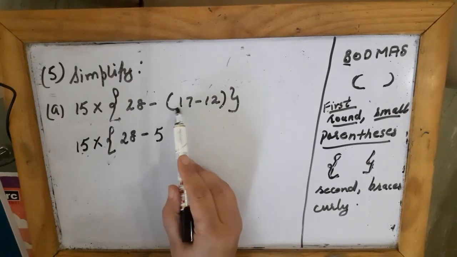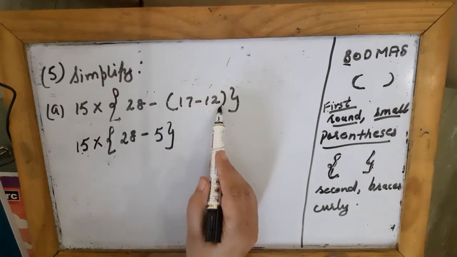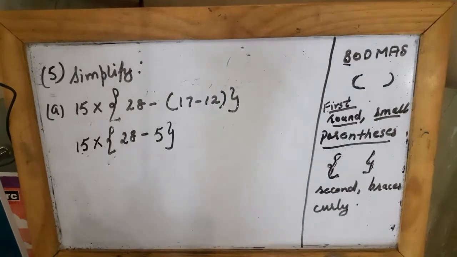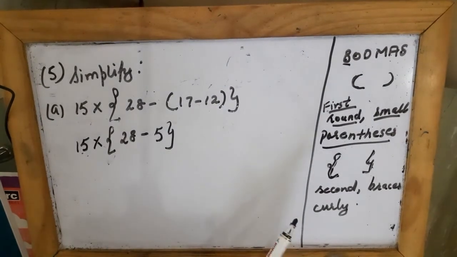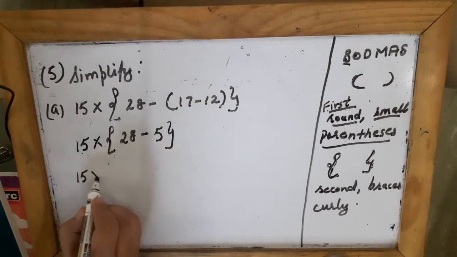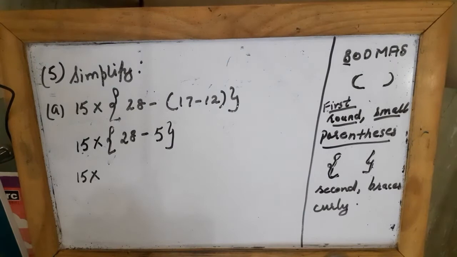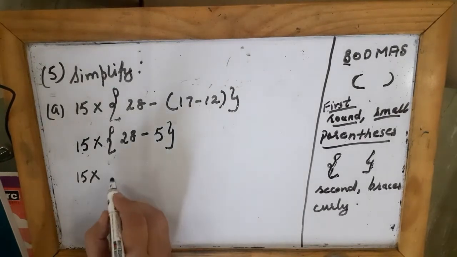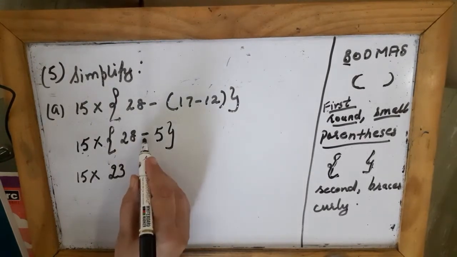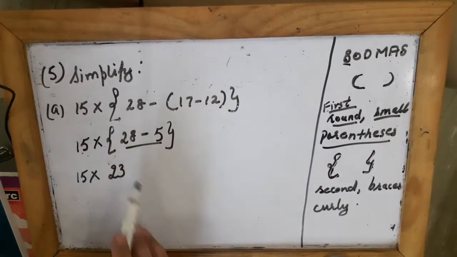Now I have solved first which bracket? The small bracket, and then you have the curly bracket. Now which bracket will I solve? Now I will solve the curly bracket. Inside the curly bracket you can see it's written 28 minus 5. So 28 minus 5 is how much? 23. So I solved it. I got the answer by solving it. So my curly bracket gets removed.